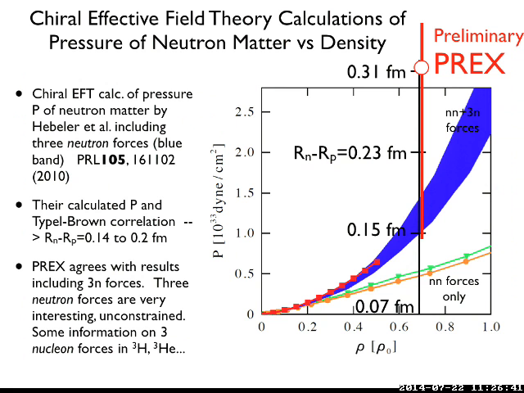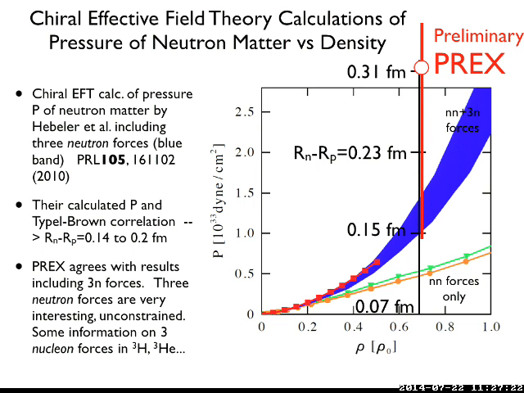Measuring the neutron radius allows us to infer the pressure of neutron-rich matter. The pressure is forcing neutrons out against surface tension. If the pressure is high, you expect a large neutron radius. So Typel and Brown showed a strong correlation between the pressure of pure neutron matter at say 2/3 of nuclear density, some average of the surface and the interior density, and the neutron radius in lead.